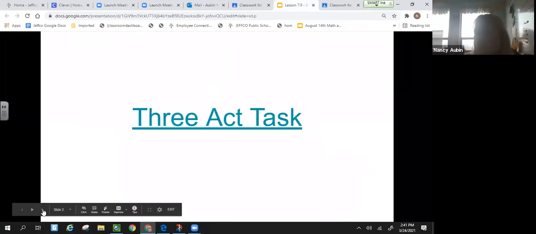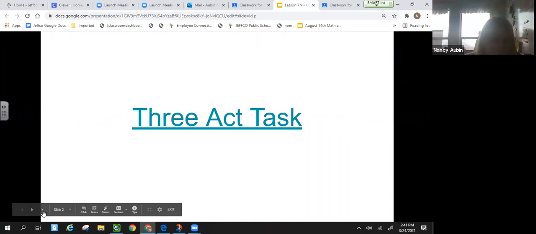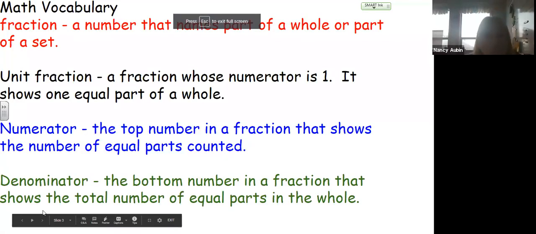I love those 3-act tasks. I think I have one more left for the year. I might have to find a different website for them. Yeah, Graham Fletcher's about done with those.